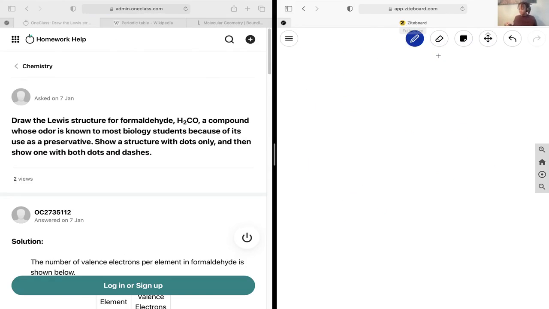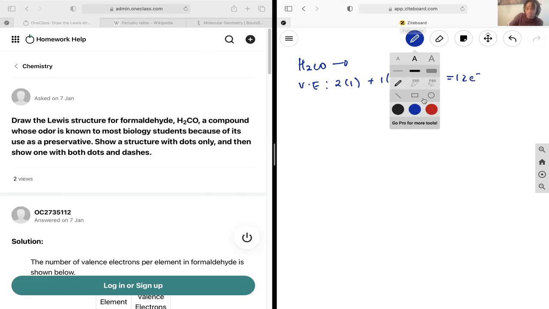Okay, next up we want to calculate the Lewis structure for H2CO. And so as usual, let's count our valence electrons. We're going to have 2 by 1 from the hydrogens, plus 1 by 4 because of the carbon, plus 1 by 6 because of the oxygen. And this is going to give us 12 electrons to distribute. You can go ahead and label all of these valence electrons.